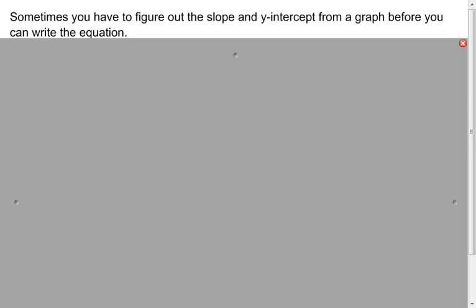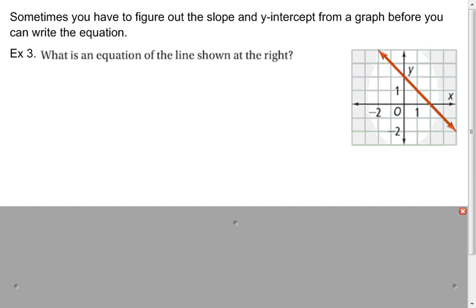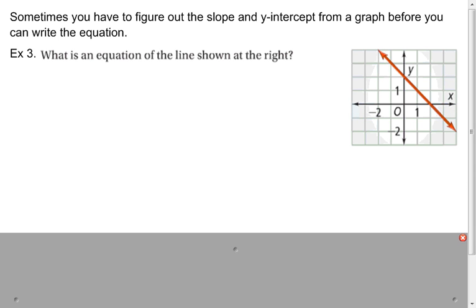Sometimes you have to figure out slope and y-intercept from a graph before you can write the equation. So it says, what is an equation of the line shown at the right? They give us a line. In order to write an equation in slope-intercept form, we have to know the slope, and we have to know the y-intercept. So for the slope, remember, you start any place where your line crosses in the corner of a box. I'm going to go from here down to here, and I'm going to count those. Down 1, 2, 3, 4. So that's down 4. And remember, down means negative.